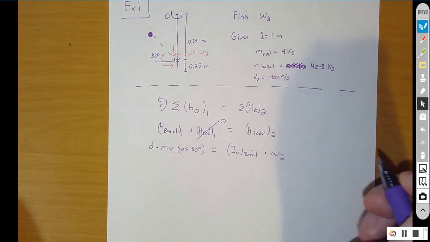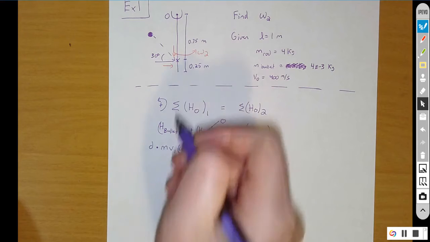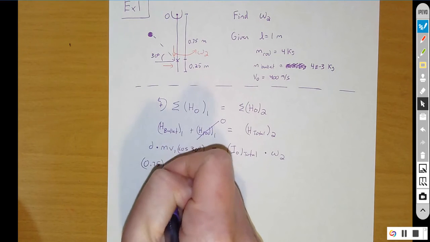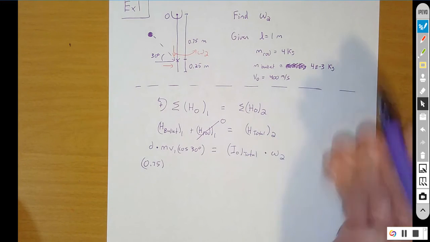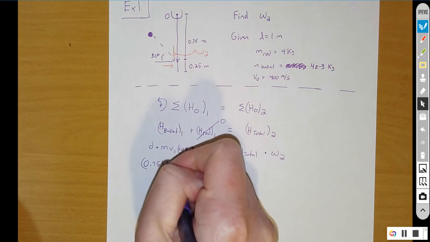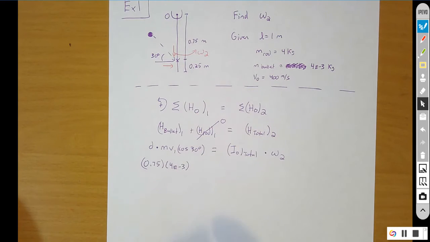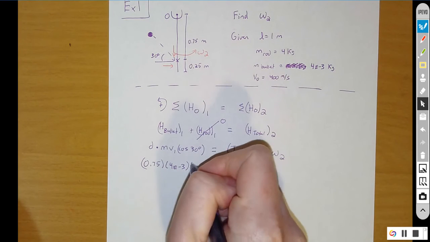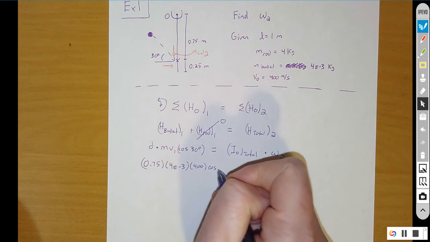Alright, so let's start filling in our numbers. The distance that it acts is 0.75. The mass of our projectile is 4 grams, so don't put in a 4 here. It is 4e negative 3, or 0.004. The velocity is initially 400 meters per second. And we're going to use cosine 30 or root 3 over 2, whichever you prefer.